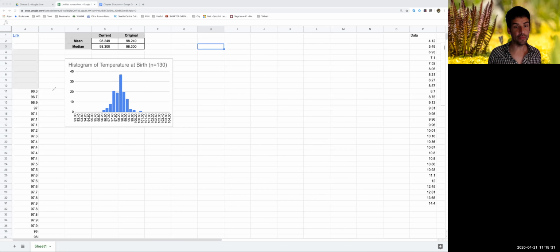Okay. One more thing I want to show you on this. I've created a little table up here that is computing the mean and the median for this data. The mean is 98.249 and the median is 98.300. They're very close to each other. This is pretty typical for data that is what we call symmetric. An easy way to think about it is you could fold it over the middle.